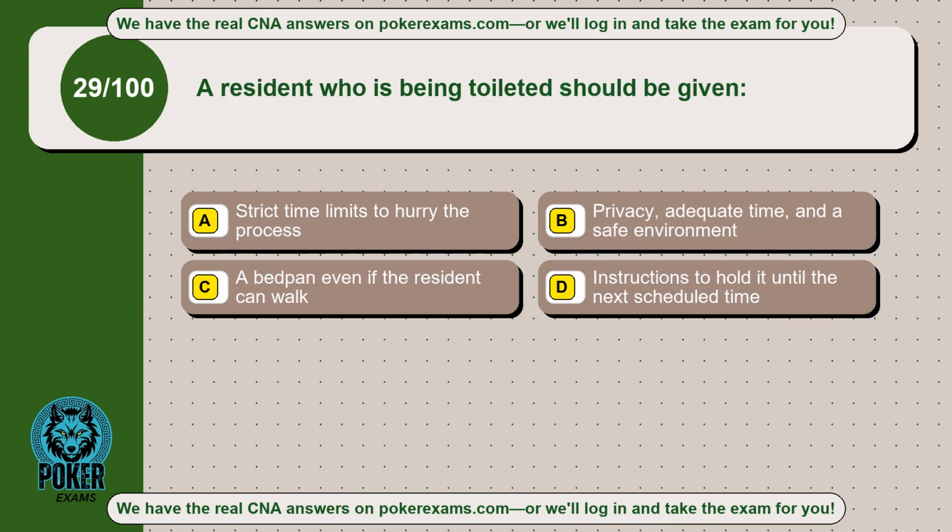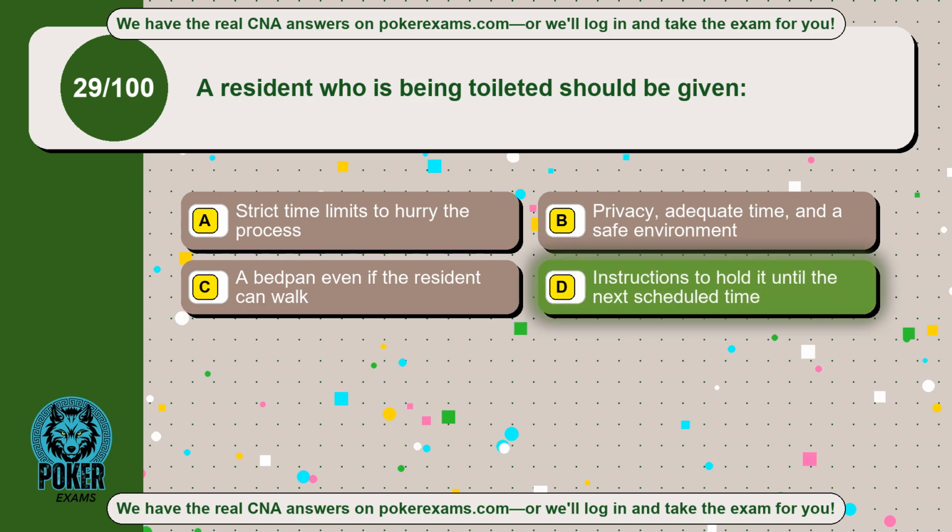Question 29. A resident who is being toileted should be given: Option A, strict time limits to hurry the process. Option B, privacy, adequate time, and a safe environment. Option C, a bedpan even if the resident can walk. Option D, instructions to hold it until the next scheduled time.